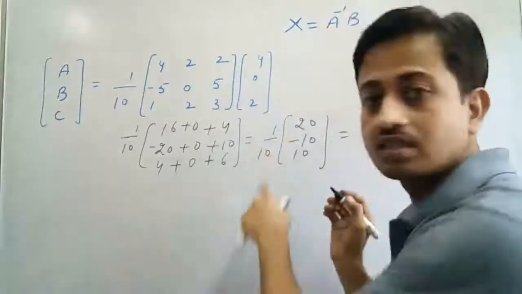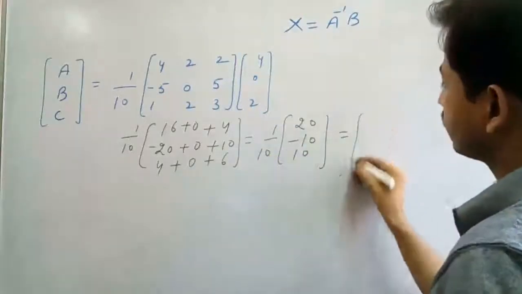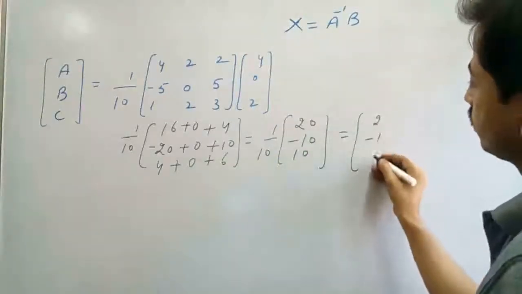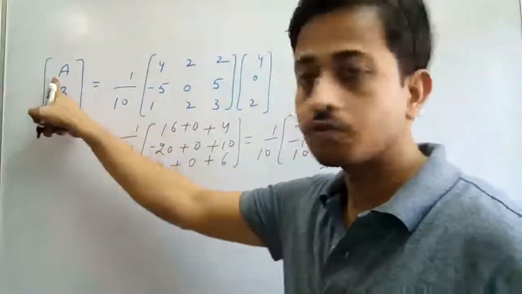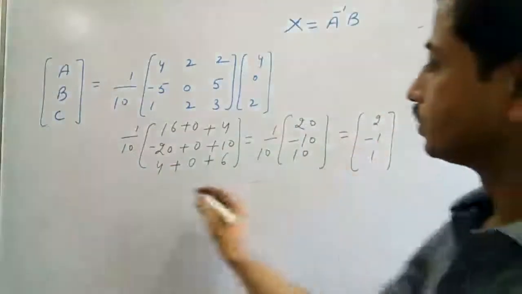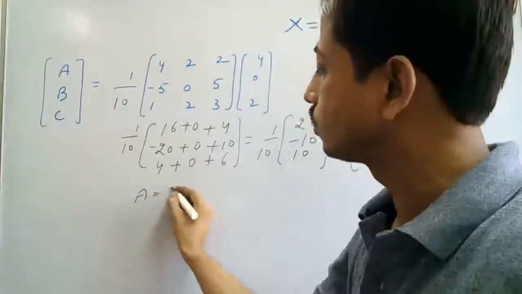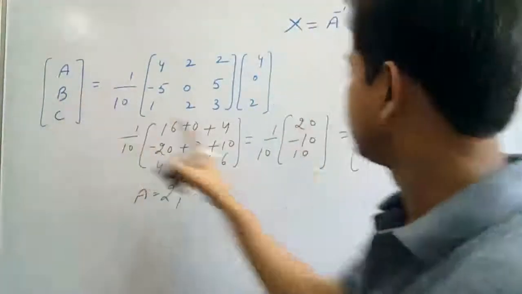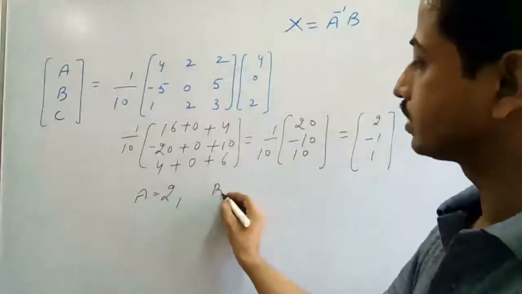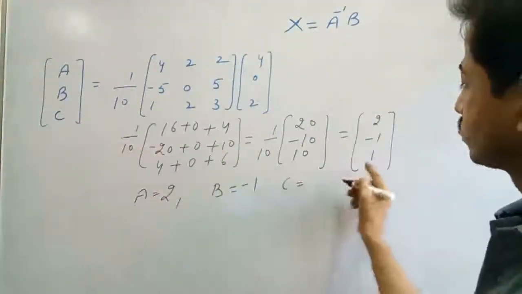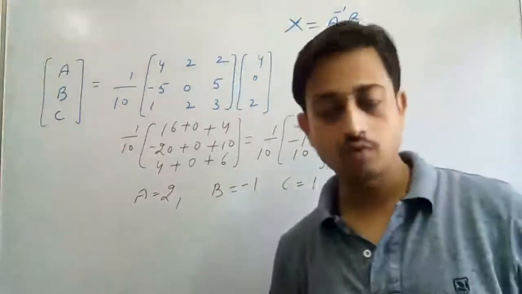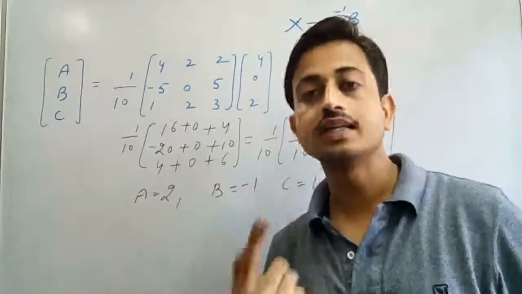If we divide all these elements by 10, what will we get? 2 minus 1 1. Now compare it. What is our first element? 2. So we get A is equal to 2. Next element B. B is minus 1. C is what? C is 1. Now we have to find the values of x, y and z.